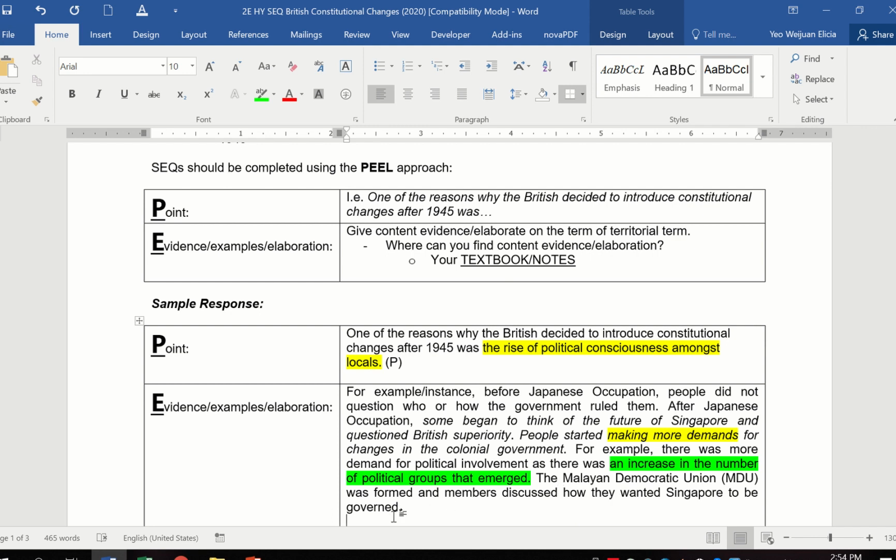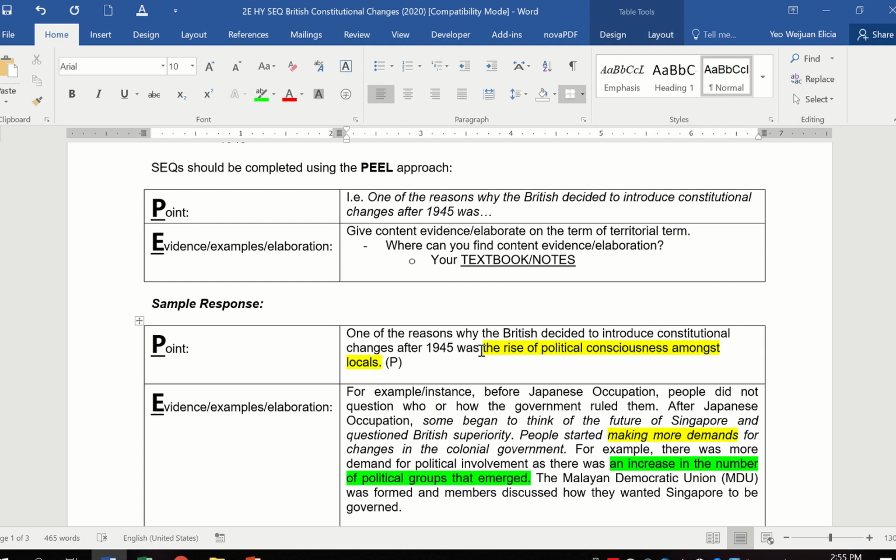Now up to this point in time, you should not be having any issues or any problems, because what we have done so far is we have actually identified a content point, the ATQs, and we have elaborated on it. Everyone doing okay so far? Now, the next bit, the explanation. That is where your thinking needs to come in.